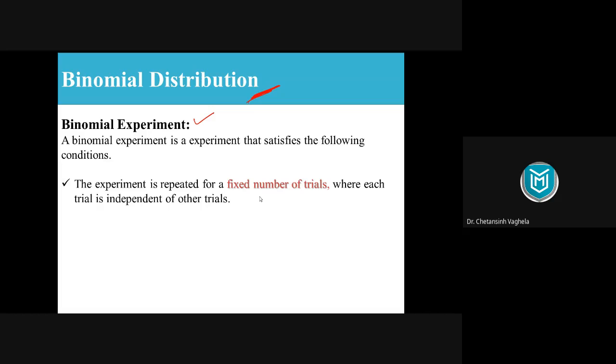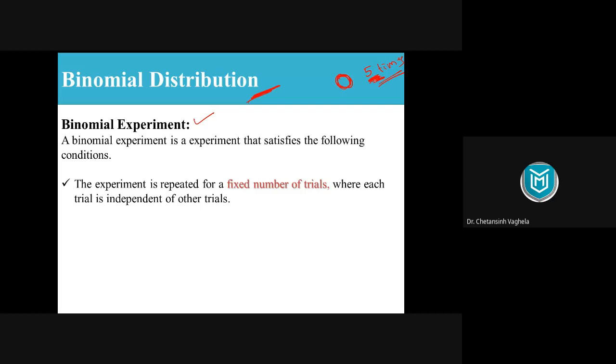Let me give you one example over here. Suppose I'm tossing a coin for 5 times. Then what I'm doing right now is repeating one experiment for a fixed number of trials. I just stated that I'm going to repeat that particular experiment 5 times.